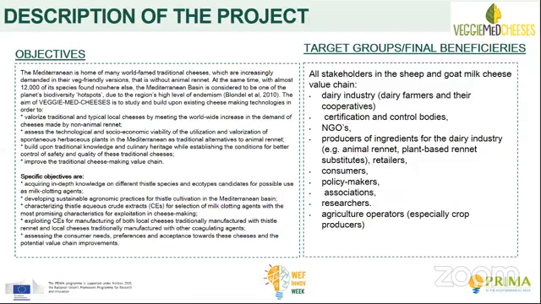Specific objectives are acquiring in-depth knowledge on different thistle species and ecotypes that are candidates for possible use as milk clotting agents, developing sustainable agronomic practices for thistle cultivation in the Mediterranean basin, characterizing thistle aqueous crude extracts for selection of milk clotting agents with the most promising characteristics for exploitation in cheesemaking, also exploiting crude extracts for manufacturing of both local cheeses traditionally manufactured with thistle rennet and local cheeses traditionally manufactured with other coagulating agents. And finally, assessing the consumer needs, preferences, and acceptance towards these cheeses and the potential value chain improvements.